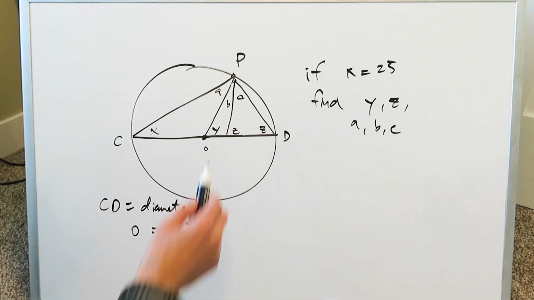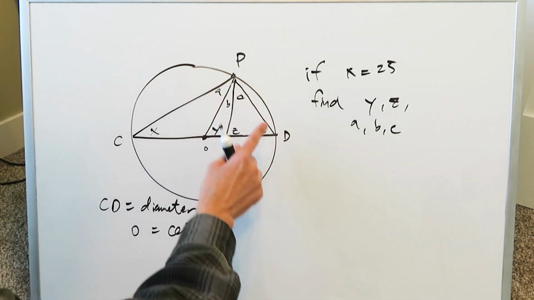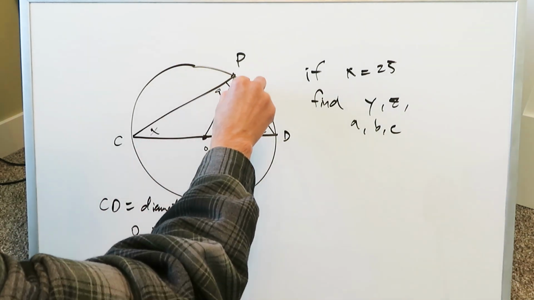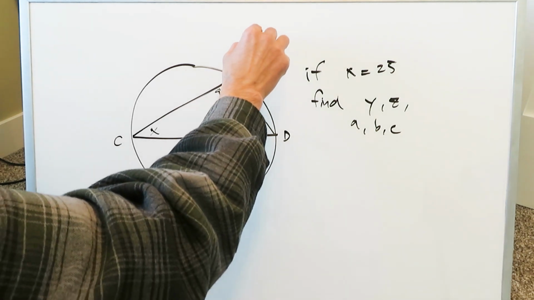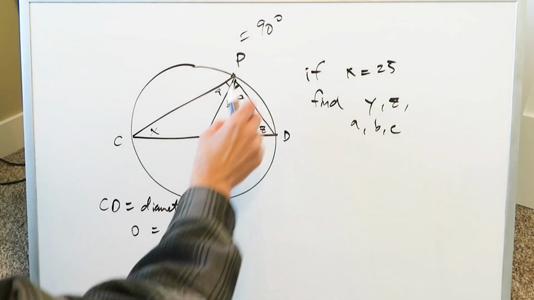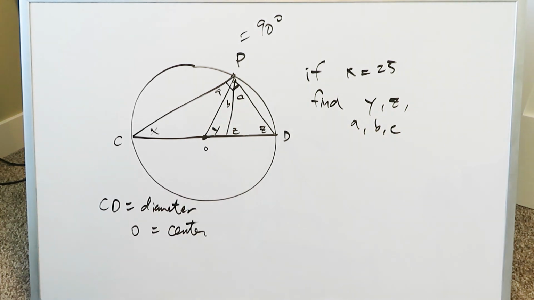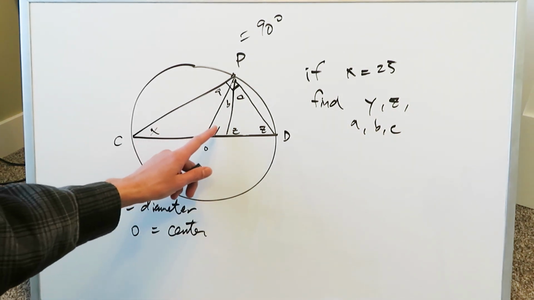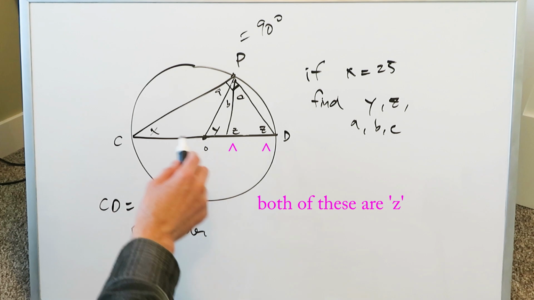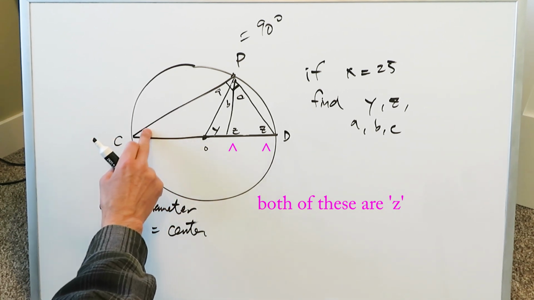Remember, at any point on a circle circumference, if you're connecting it to the ends of a diameter, you're always forming a 90-degree angle. So therefore, point P represents a 90-degree angle. A, B, and C will cumulatively add up to 90 degrees. We have to find Y, Z, A, B, and C. X we know is 25, so let's put that in here, 25.